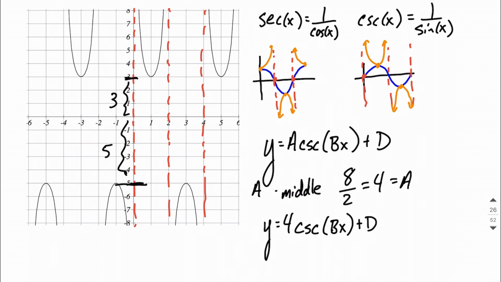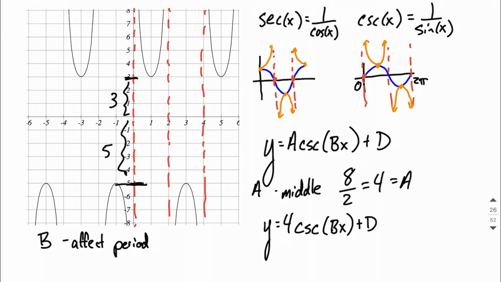Okay, next let's think about b. b has something to do with the period. All right, this is going to affect the period. Now our normal cosecant graph begins at 0, ends at 2 pi, so we'd say it has a period of 2 pi. Our graph, a little bit different, right? It's not 2 pi for our period.